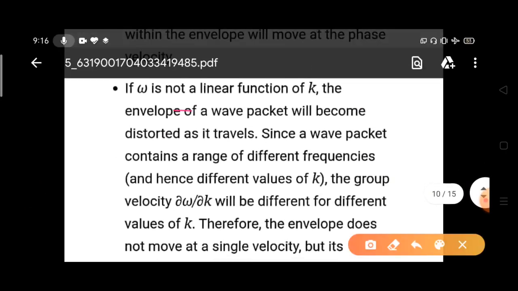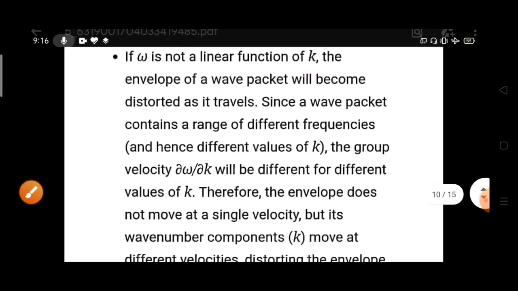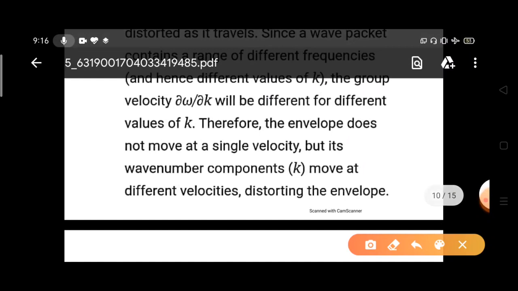If omega is not a linear function of k, what will happen? There will be different frequencies contained inside the wave packet, so there will be different group velocities. So although the envelope is moving with a particular single frequency, the wave number components are moving with different velocities, so we get a distorted envelope.